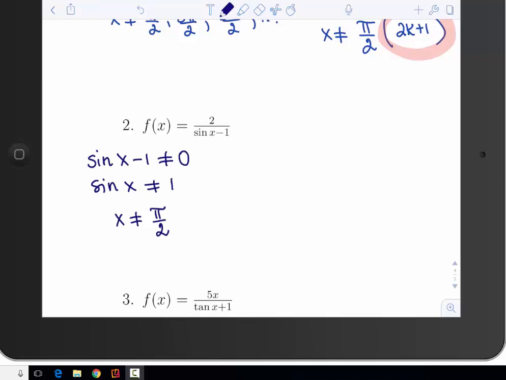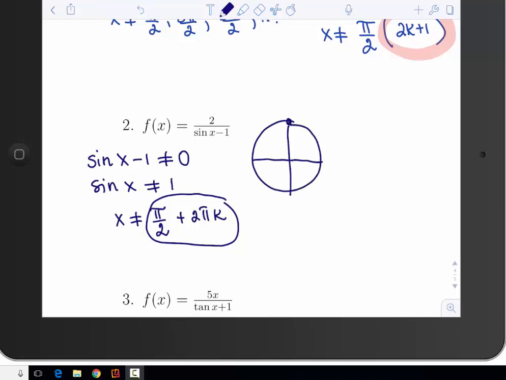So we want to make sure that if we add any multiple of 2 pi, we exclude all those values, right? So plus 2 pi k, these are all values that need to go. Think about it as your unit circle, right? So here's your pi over 2 right here.